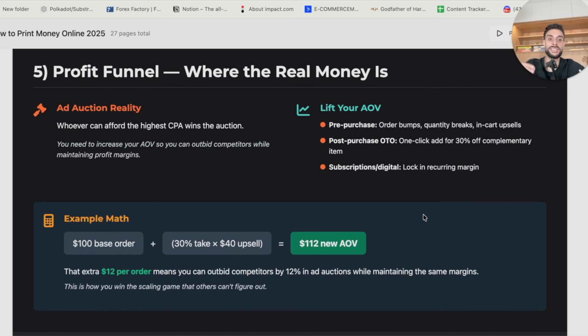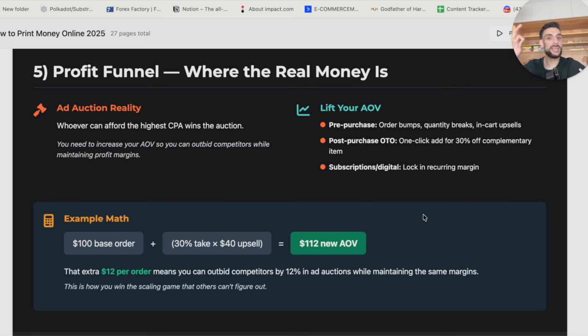Now this part is extremely important, the profit funnel and where the real money is. And unfortunately, not everyone understands this. The ad platforms that you use, like TikTok ads and Facebook ads, they're all auction sites. So you have to pay an auction bid to win. So for your ad to be seen on the platform, you need to pay the highest bid. And you've got to understand this key principle: whoever can afford the highest cost per acquisition wins the auction.